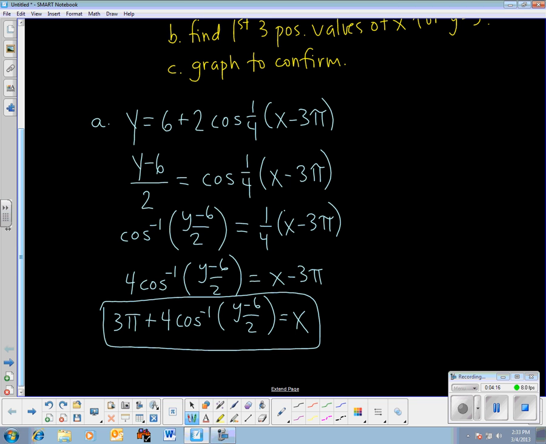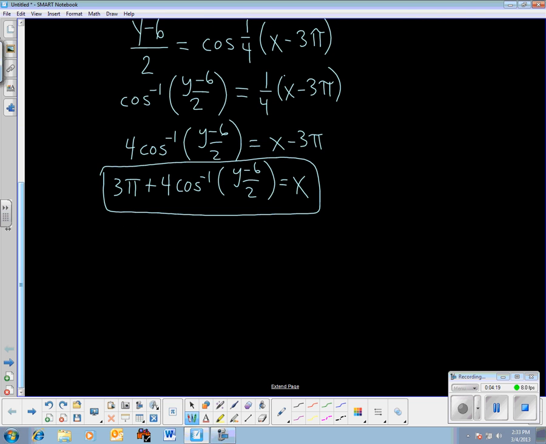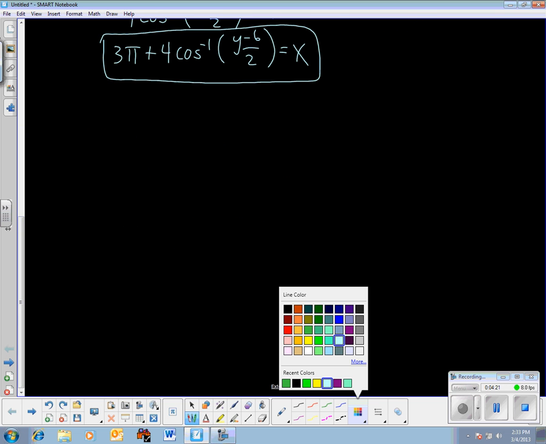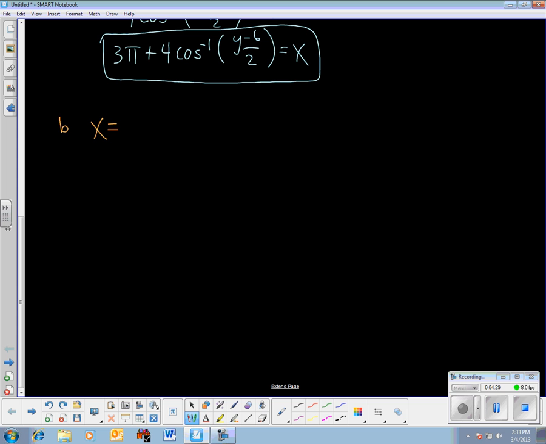Okay, so now we're going to plug in 5 and see what we get. This one will look good in orange. So, x equals, for part B, 3 pi plus 4 inverse cosine of 5 minus 6 over 2. Some of these are going to be answers that you find using your nice, neat unit circle points, and some of these are going to be answers that you find in your calculator. We'll just have to see what we get when the time comes.